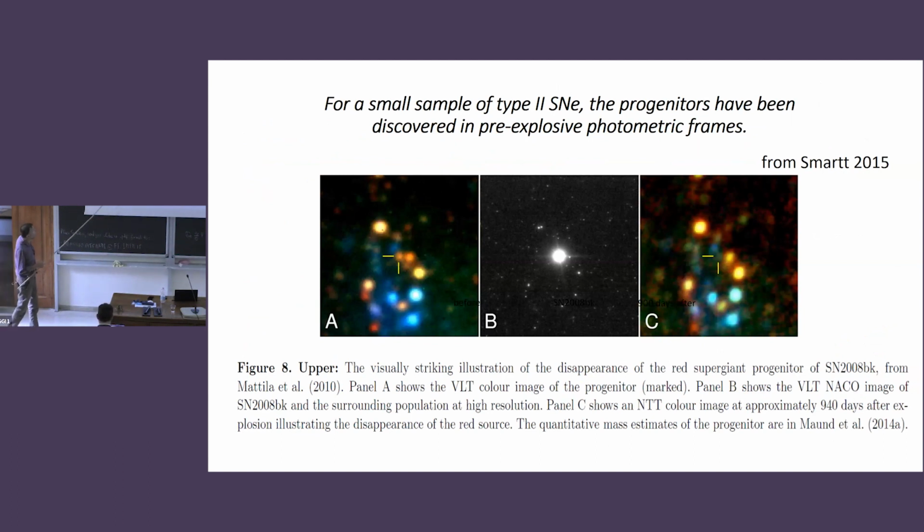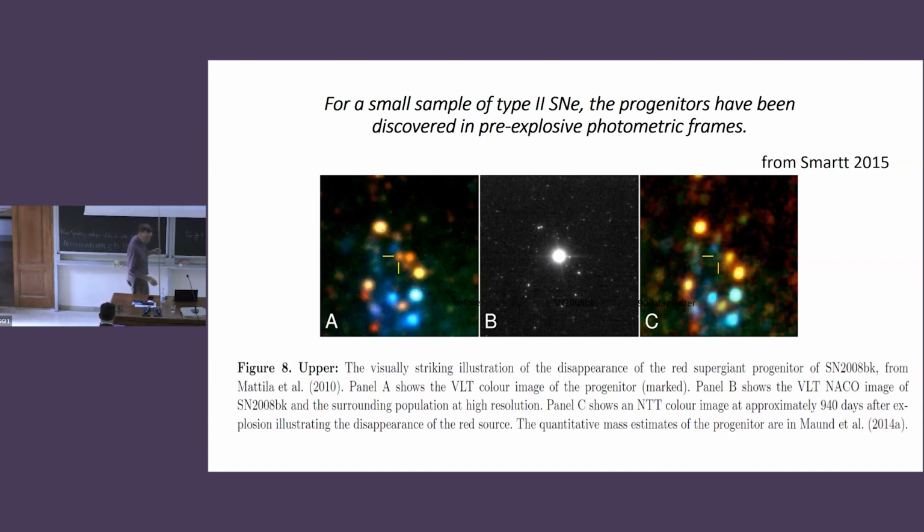This is interesting. Here you see a supernova. Here is reported which supernova it is. Okay, here it is, 2008bk. And this is a pre-explosive image, and this is a post-explosive image of the same field, when the supernova disappeared. And you see that we can identify the progenitor, which is not present here, and coincides with the location of the supernova. So this red supergiant is the progenitor.